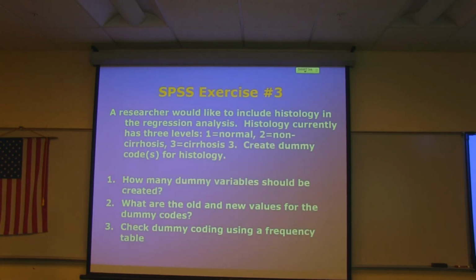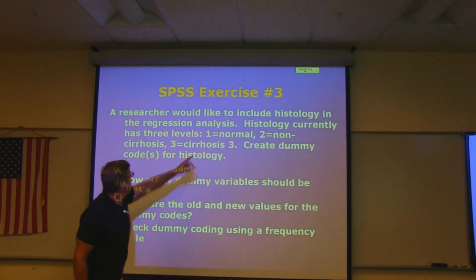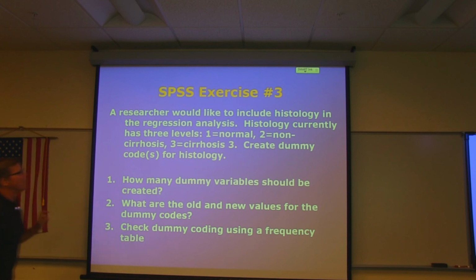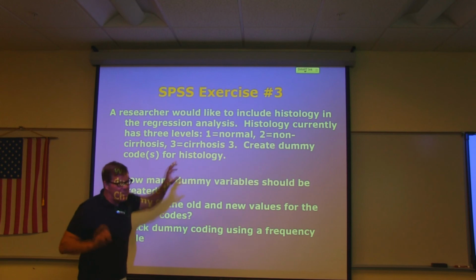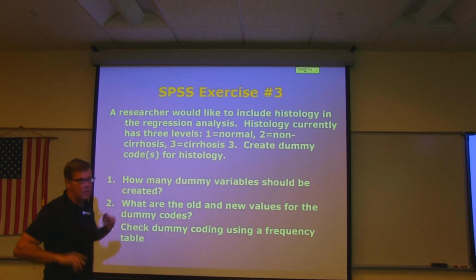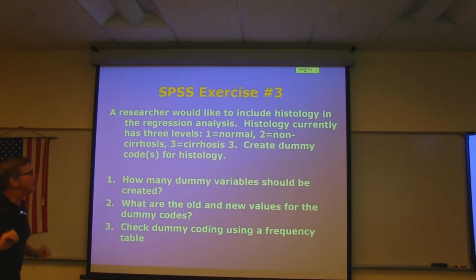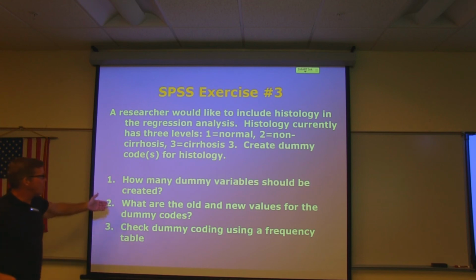Number 3, a researcher would like to include histology in the regression analysis. It currently has 3 levels. So we see these 3 levels, and it wants us to create dummy codes. It's going to reduce these categorical situations to something a bit more specific, represented in zeros and ones. So we're going to create dummy codes, old and new values, and then check the coding using a frequency table.